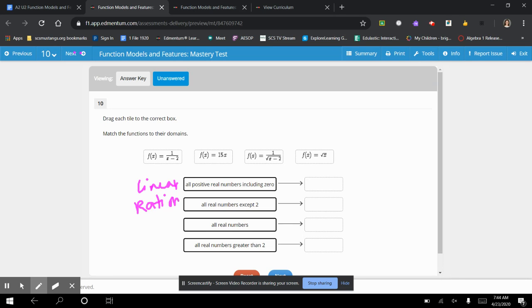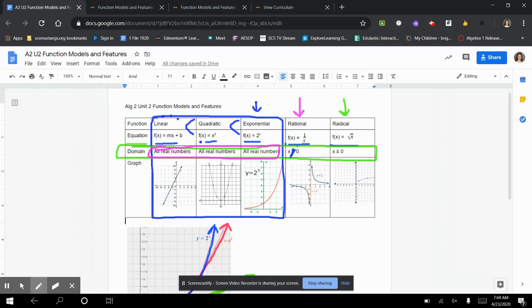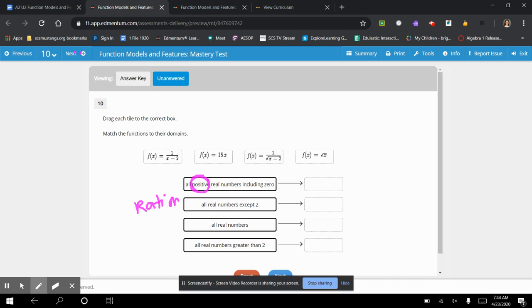So I'm going to switch this hint that I gave you right here because I made a mistake. When we're looking at all positive, I missed the positive part. We're looking at all positive real numbers. So we can't have the negative ones. So I was wrong. We can't look at all real numbers. We're just looking at where they are positive. Another way to say that they are positive is that they are going to be greater than or equal to 0. So this one is actually going to be a radical. So it's going to have a square root in it. And then that all real numbers is going to be linear.